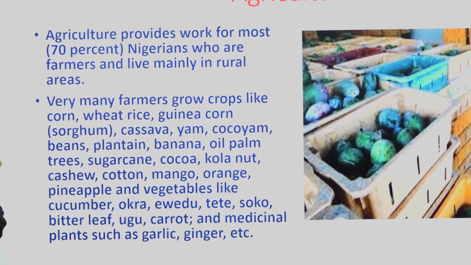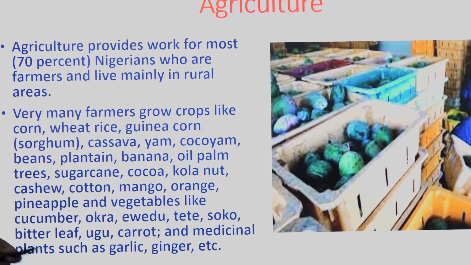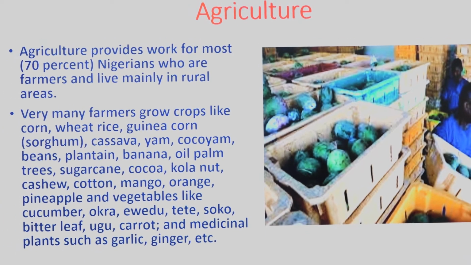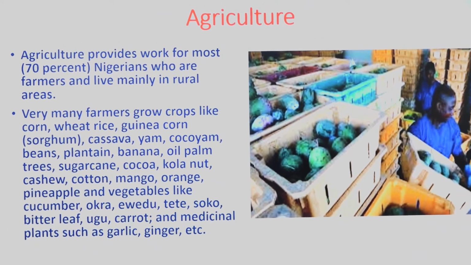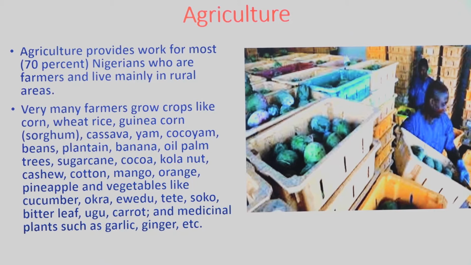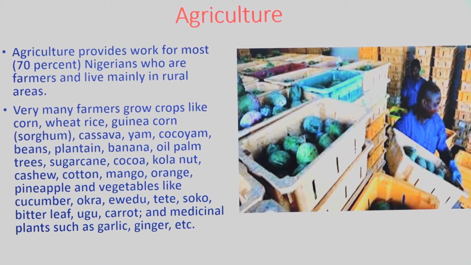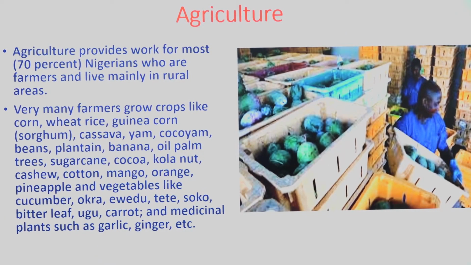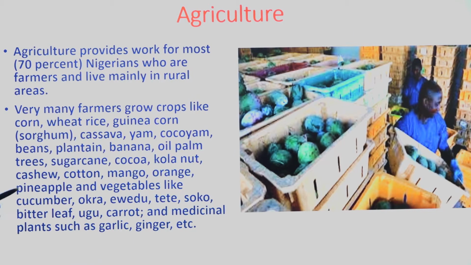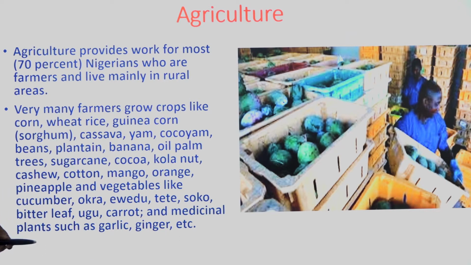Take note, agriculture also provides work for most people in the society. I could rightly say, agriculture provides work for more than 70% of Nigerians who are farmers and live mainly in the rural areas. Many farmers also grow crops like wheat, corn, cocoyam, cassava. I'm sure you're mentioning some. Yes, plantain, banana, oil palm, cola nuts, cotton, mango.